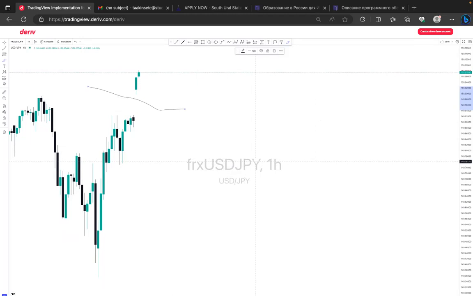So in this scenario, what are we supposed to do? In this scenario, since the Japanese yen is falling, what are you going to do?